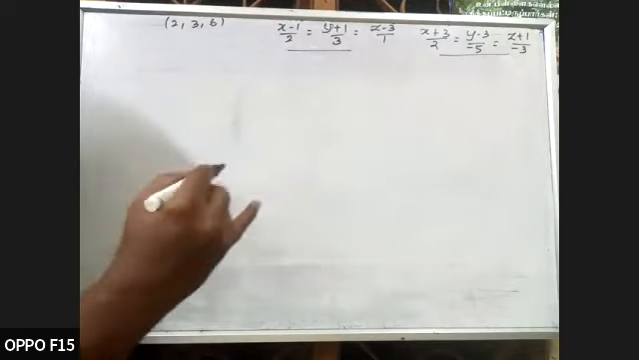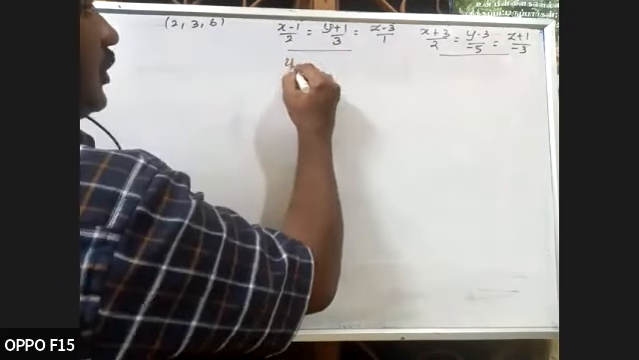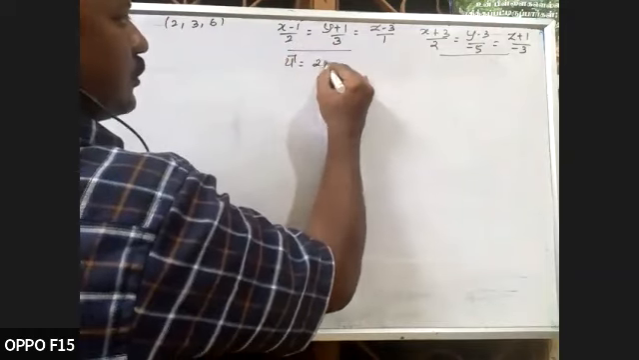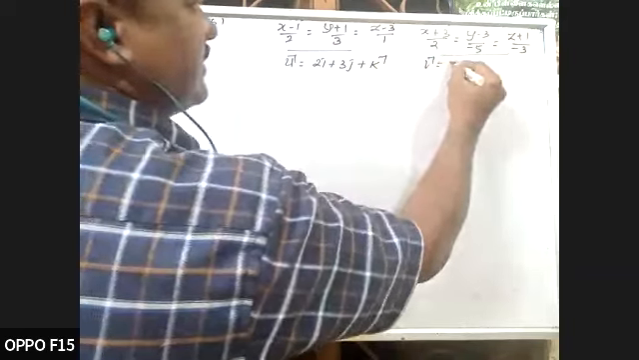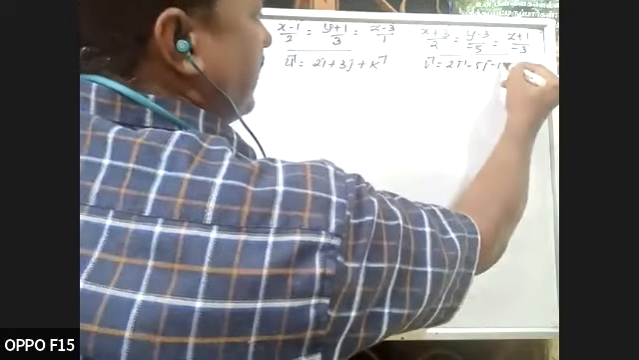Last class I gave you the formulas clearly. These are the direction ratios. You can take this as u vector, your 2i vector plus 3j vector plus k vector, and your v vector is equal to 2i minus 5j minus 3k vector.